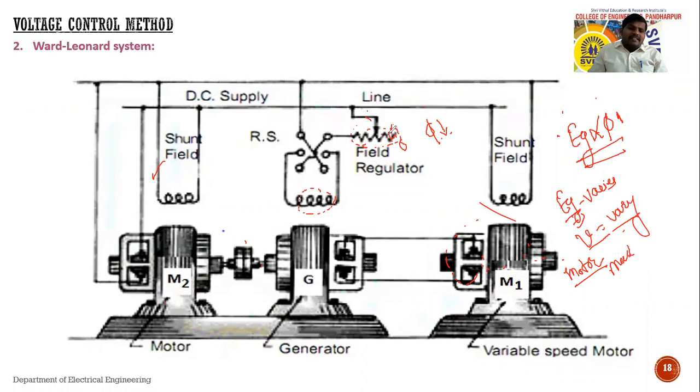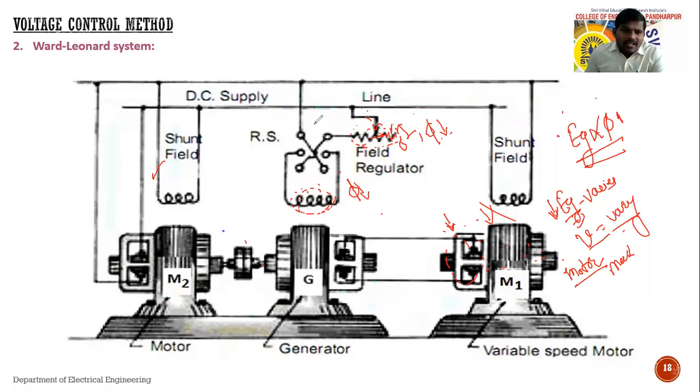If I insert resistance in series with the field, what will happen? The current flowing through the field winding will reduce. If the current reduces, the flux value reduces. If the flux reduces, then Eg reduces. So the supply voltage of the motor reduces, and then the speed of the motor also reduces. That means there is a change in speed.